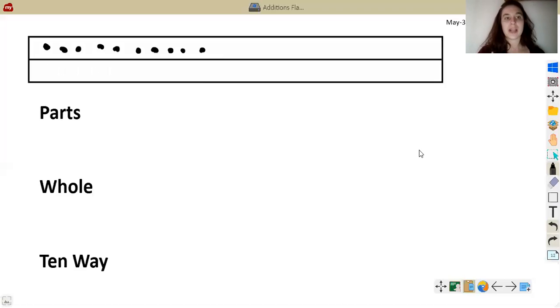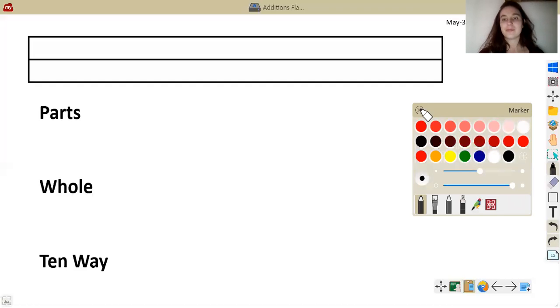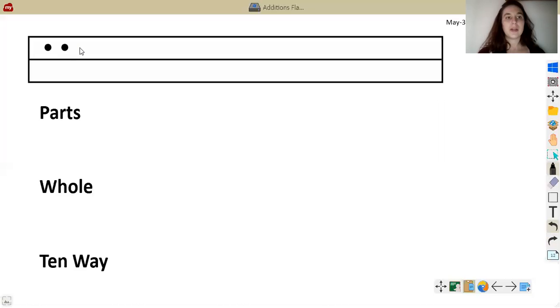All right, scholars, I am going to erase those. And on your scratch piece of paper, let's go ahead and draw 10 circles on the first row and 9 circles on the second row. 2, 3, 4, 5, 6, 7, 8, 9, 10. So I drew 10 circles in my first row, and now I'm drawing 9. 1, 2, 3, 4, 5, 6, 7, 8, 9.